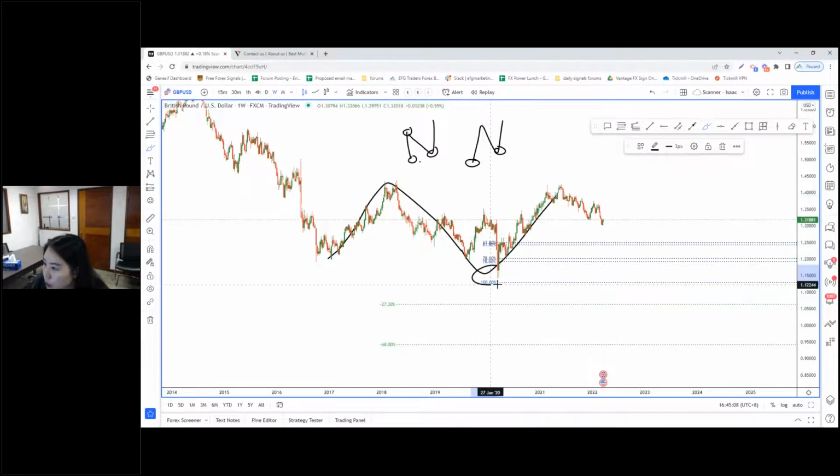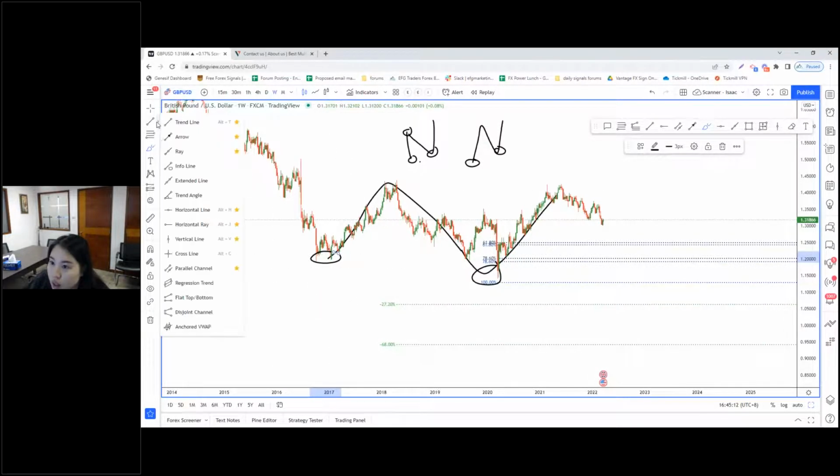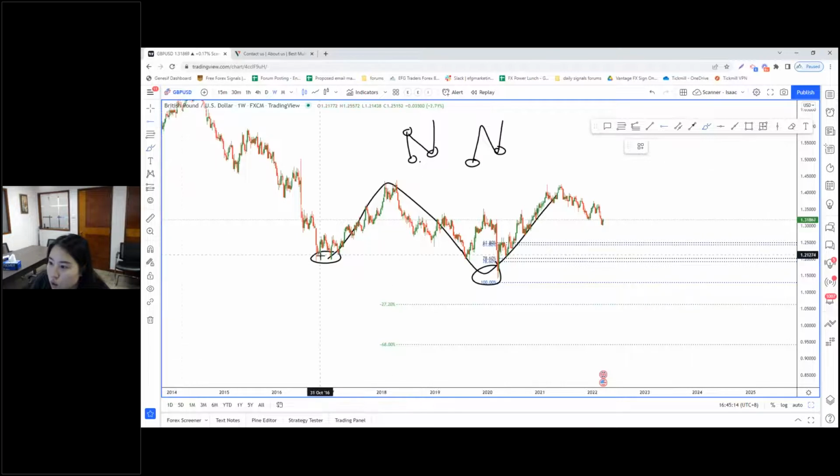This third part here has actually surpassed this level. So if we take a horizontal ray, you can see how it crossed this level. So it is not valid for an expansion, but it is still valid for a projection. I hope this is not too confusing for you guys.